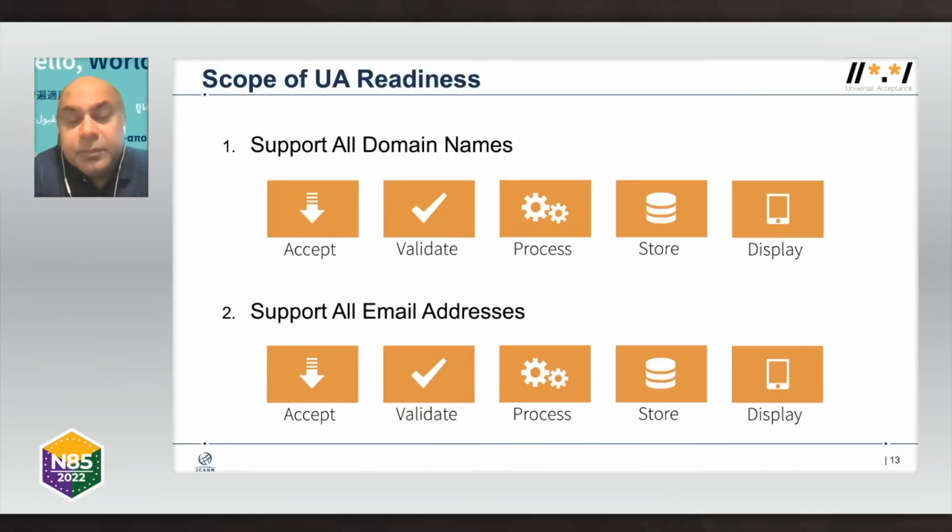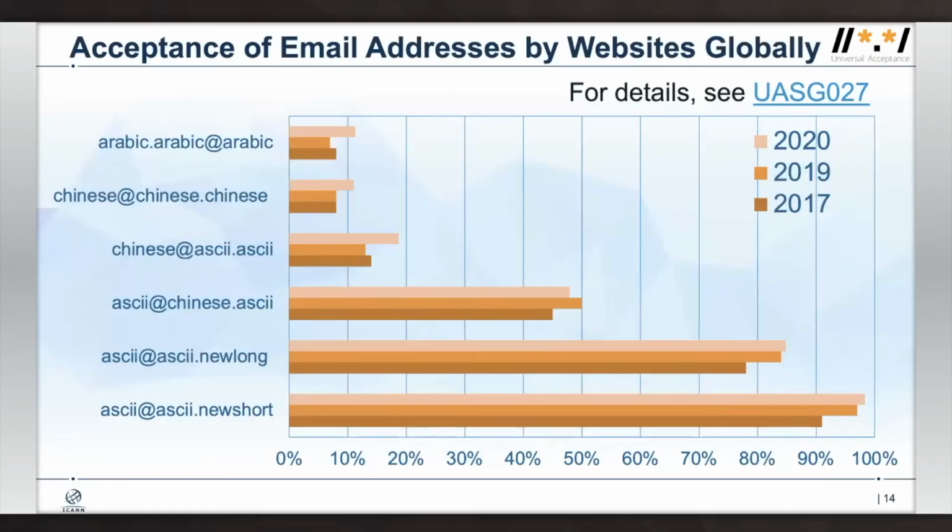To go deeper, universal acceptance basically means that all domain names are accepted, validated, processed, stored, and displayed. Similarly, all email addresses should be accepted, validated, processed, stored, and displayed by all the different applications you are developing, hosting, or configuring. So that's the goal. It's easier said than done.